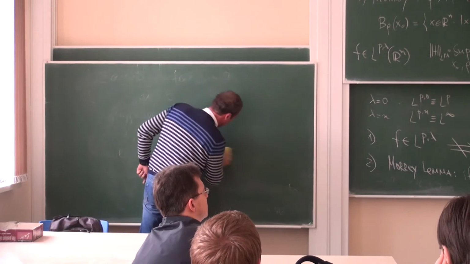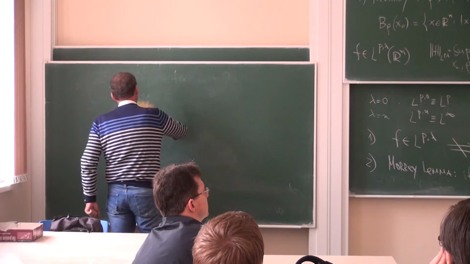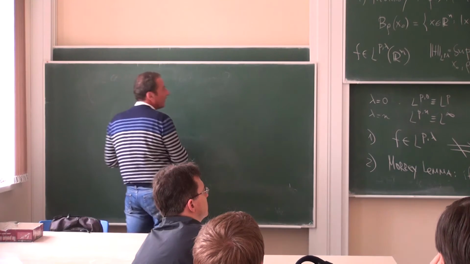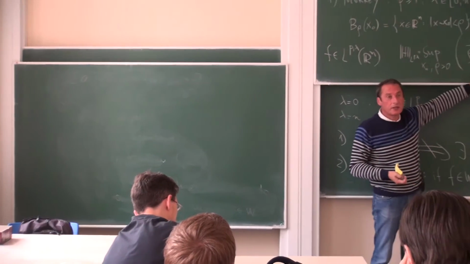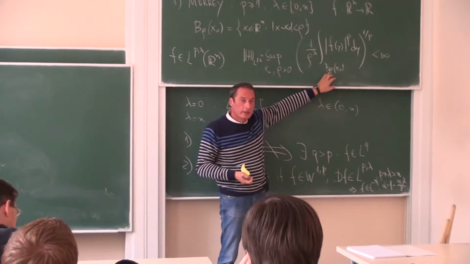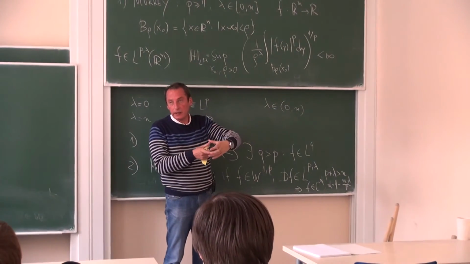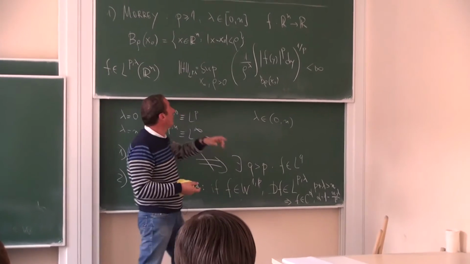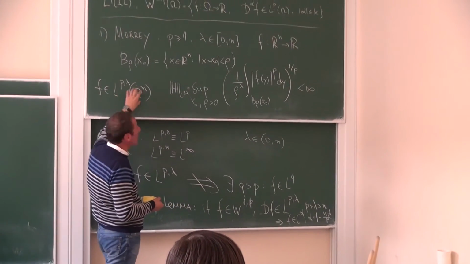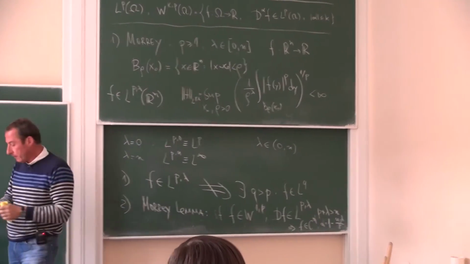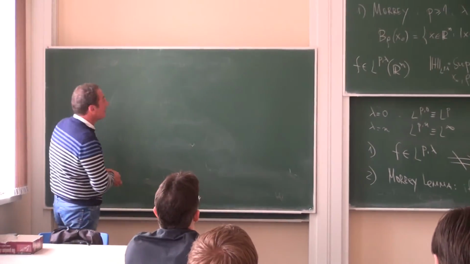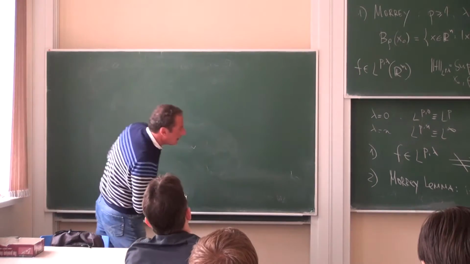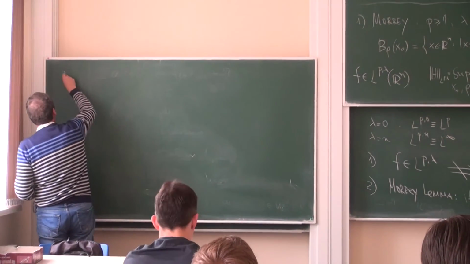Of course, if you consider integration over the intersection of the ball with some omega, given omega, you can obtain the definition of the Morrey space over some domain omega.